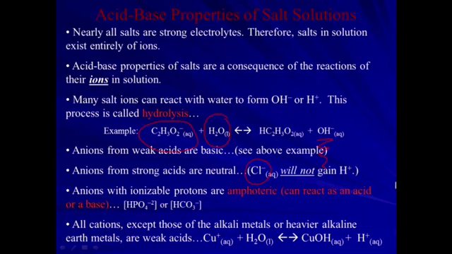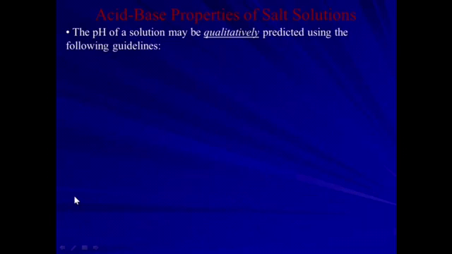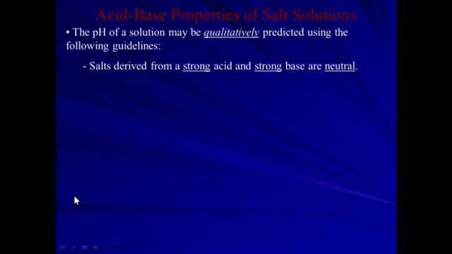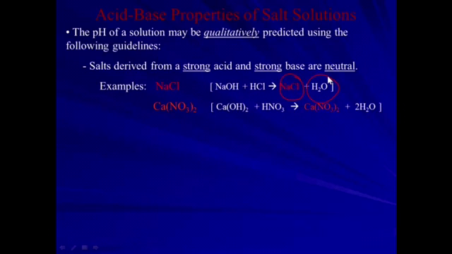All cations, except for those of alkali metals or heavier alkaline earth metals, are weak acids. So we'll talk about why certain metals do react with the water that they are placed in. The pH of a solution may be qualitatively predicted using the following guidelines. Salts derived from strong acids and strong bases are neutral. So if you have two strong solutions, acid and base, they will make a neutral solution. Here's another example. You've got some calcium hydroxide, a strong base, and you have some nitric acid, a strong acid. Calcium nitrate here is not going to react with the water, so it does produce a neutral solution.